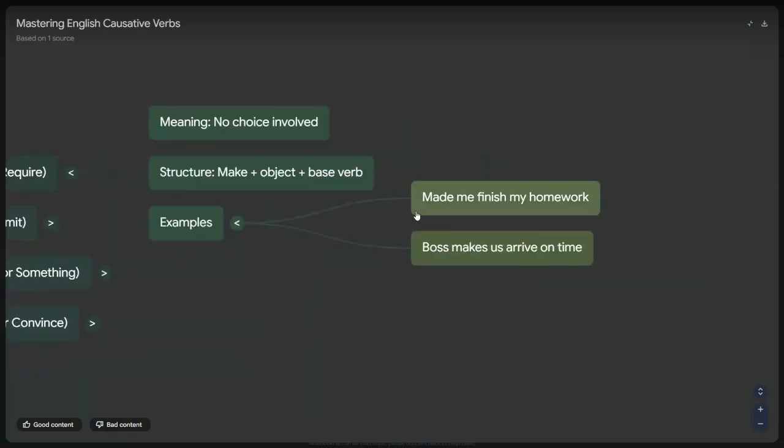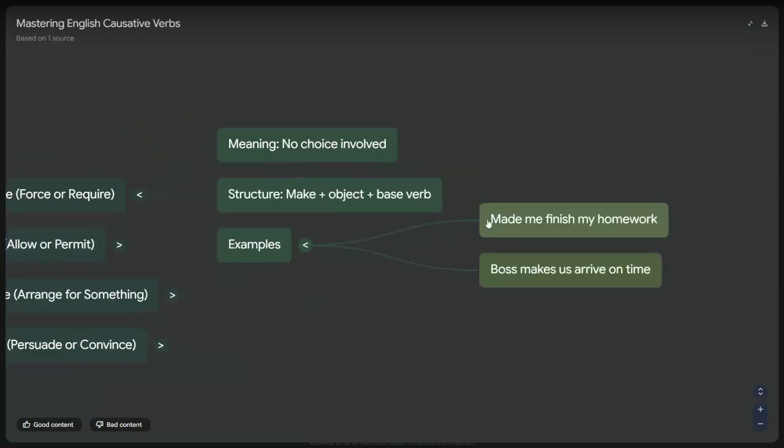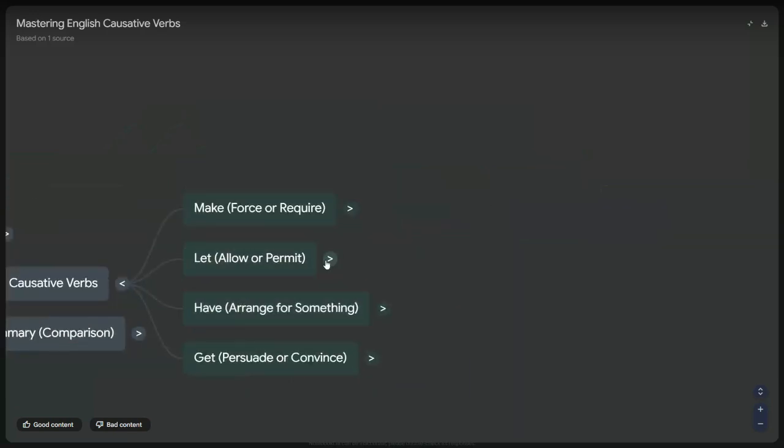An example can be: she made me finish my homework. The boss makes us arrive on time. Okay, she made, yeah, here 'she' is missing, so: she made me finish my homework. Okay, so let's go to the next one.